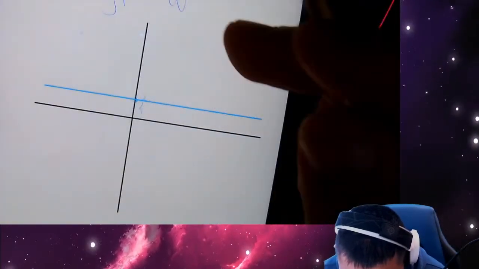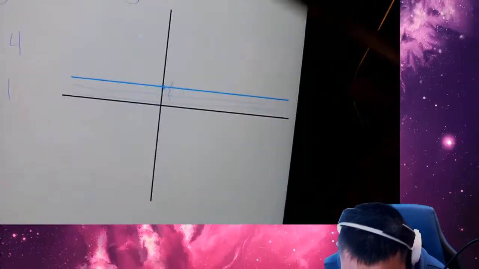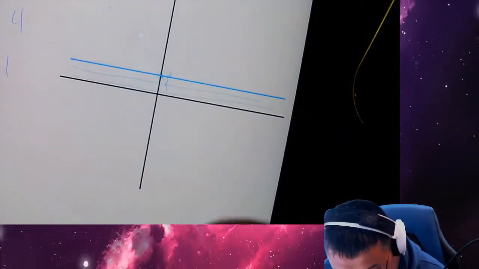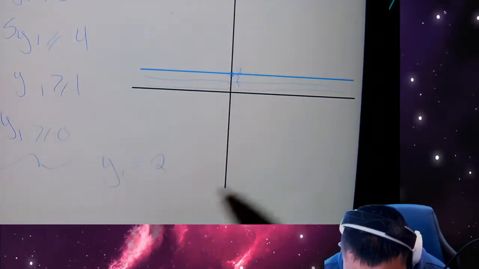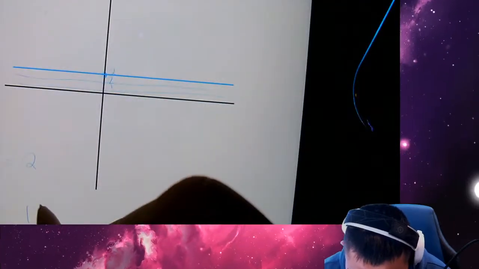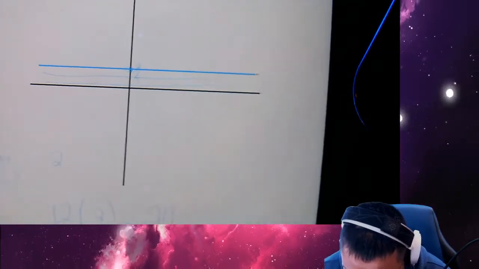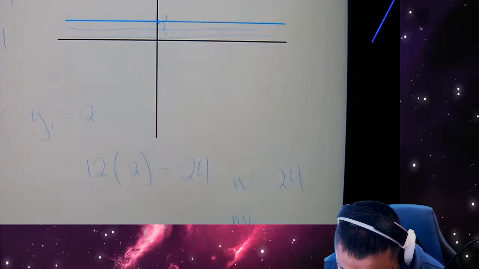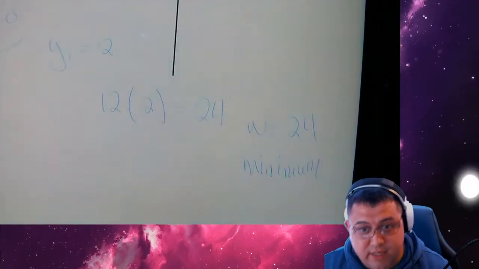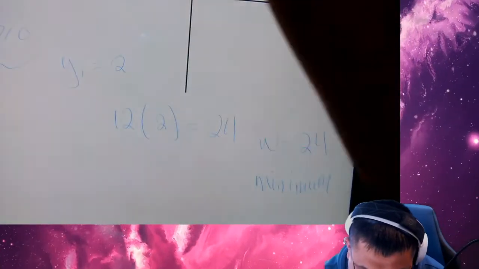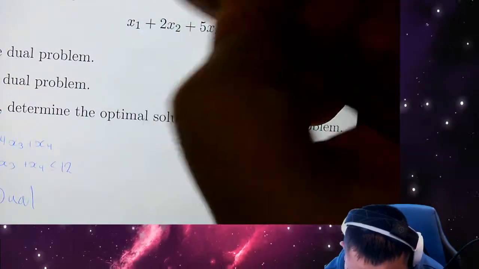Okay. So what we have here is a bunch of ones that are like this. But the minimum that satisfies all this is when y1 is equal to 2. So we just put that in. 12 times 2 is equal to 24. W is equal to 24. This is our minimum. Now that we have this, we need our maximum. How do we do that? We use B to determine this solution. So we want this to equal 24.